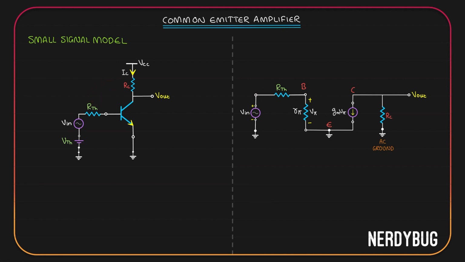Now, instead of this, what if I'm using a fixed bias? We will have RB that is connected between the base and VCC. In the small signal model, VCC will be grounded. So RB will be between the base and our AC ground. We can show that in the small signal model like this. Between the base and the AC ground. Now, what if I have self-bias instead of this? In this case, the base resistor will be connected between the base and the collector. So in the small signal model, we can show it like this.